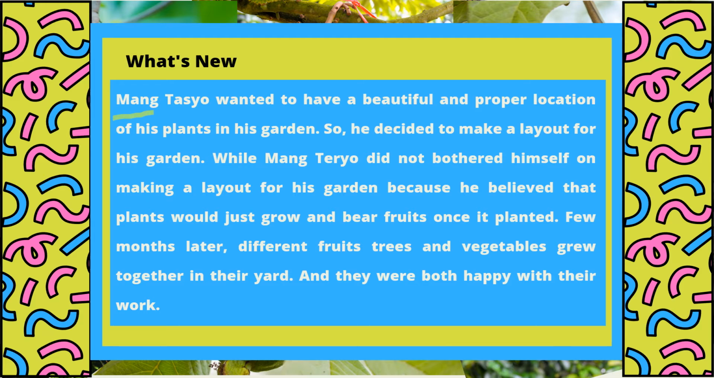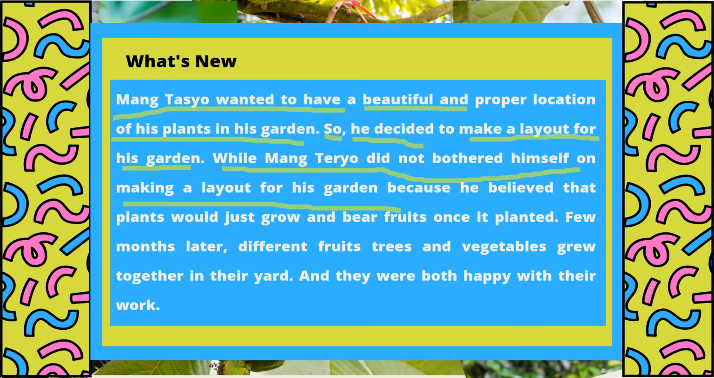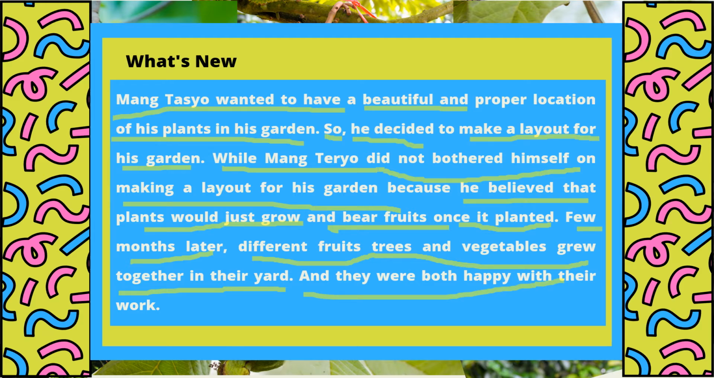Mang Tasio wanted to have a beautiful and proper location of his plants in his garden. So, he decided to make a layout for his garden. While Mang Teryo did not bother himself on making a layout for his garden because he believed that plants would just grow and bear fruits once planted. A few months later, different fruits, trees, and vegetables grew together in their yard, and they were both happy with their work.